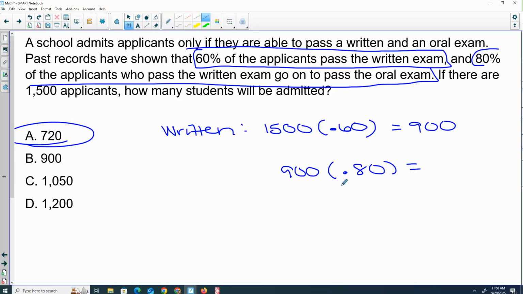I'm probably going to stop here. I don't think I have enough time to get through the last one. So we'll pick up with this tomorrow.